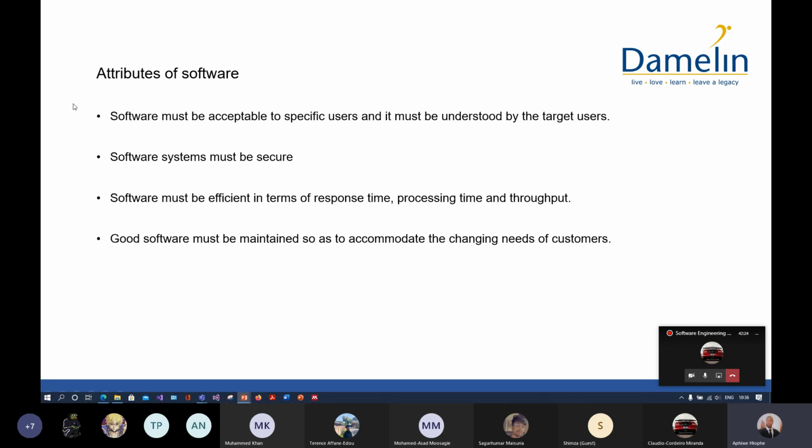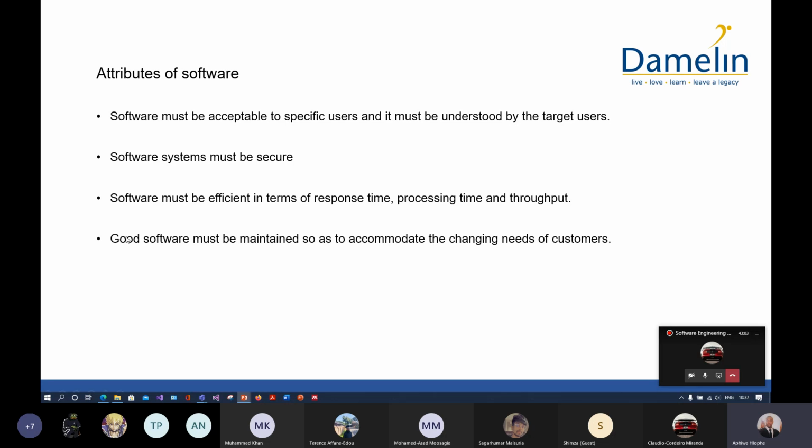So software must be efficient in terms of response time, processing time, and throughput. And what this means is that if I'm using your software and I click on a button, but I get the response after 5 minutes, I'm just going to close that software and not use it anymore. I'm going to download a different software. So speed is everything. Efficiency is everything. Remember, I said earlier on, you optimize your software. And by optimizing your software, it means it's going to be using less processor and less memory. And when it's optimized, it means it will function faster.